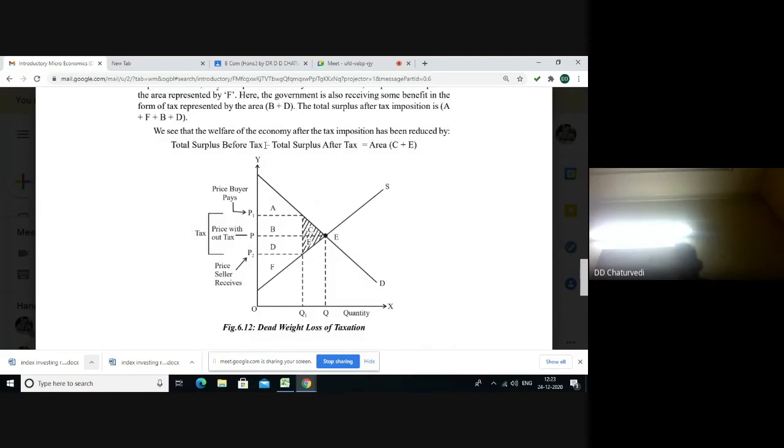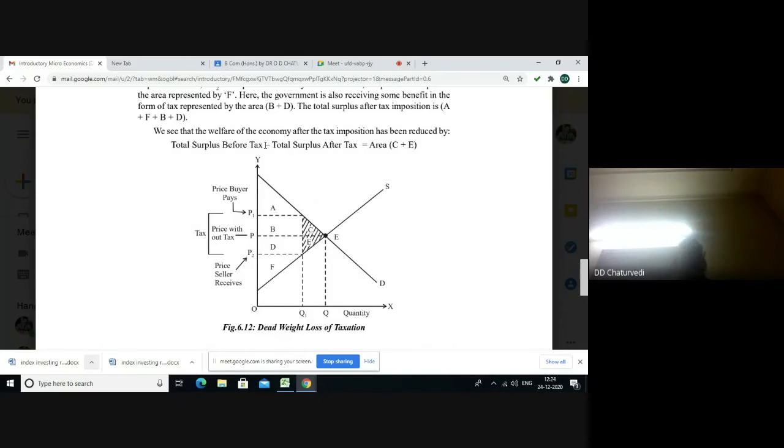So we can say when we consider the area above the equilibrium price, that becomes consumer surplus, the benefit going to the consumers. When we consider the area below the equilibrium price but above the supply curve, it shows the benefit to the producers or sellers, that is producer surplus. So the total surplus is equal to A plus B plus C plus D plus E plus F. Now this is the situation when no tax was imposed by the government.